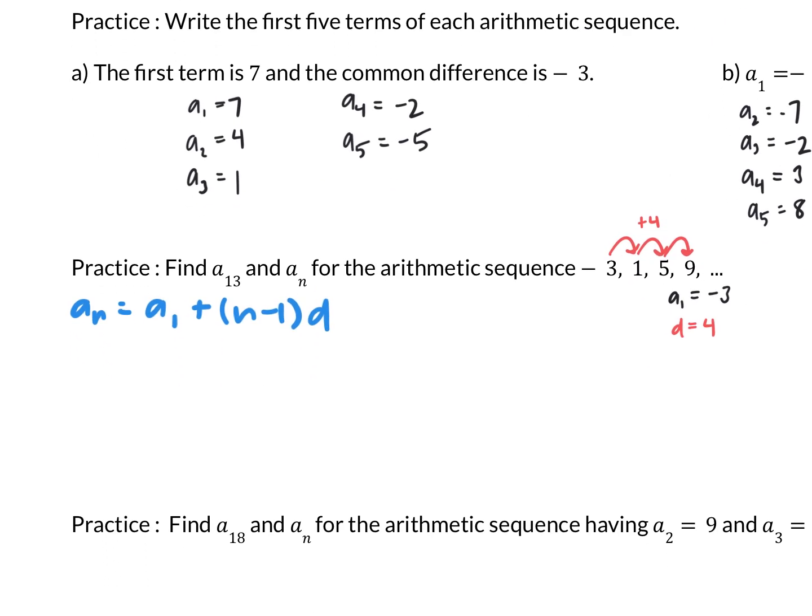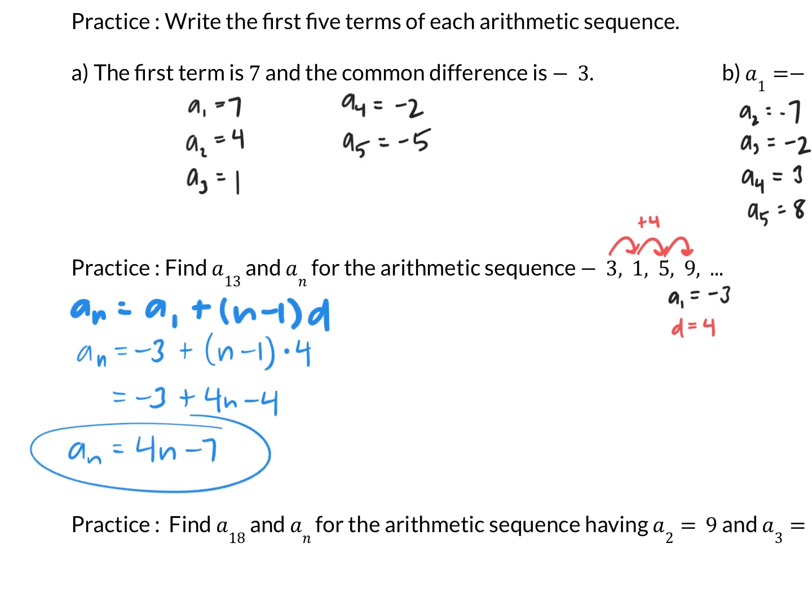We know what some of those values are, right? So a sub n is equal to my a sub 1, which is negative 3, plus n minus 1 times my difference. What's my difference? 4. Okay, that's my general formula for this sequence. Now, we could clean that up a little bit, right? Make it a little nicer. Distribute that 4. I get negative 3 plus 4n minus 4, which would give me 4n minus 7.